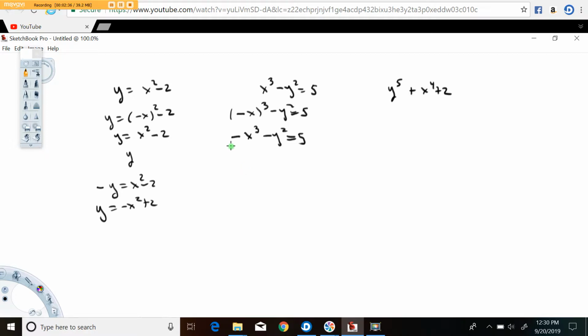Oh, so in this example, we replace x with negative x. This equation is not the same as this, so there's no symmetry for that. If we replace y with minus y, this is going to read x cubed minus y squared equals 5. Now, by the time we take negative y and square it, we're just going to end up with y squared, because negative 1 times negative 1 is positive. And you'll notice this is the same as this equation here. So this is indicating symmetry about the x-axis.